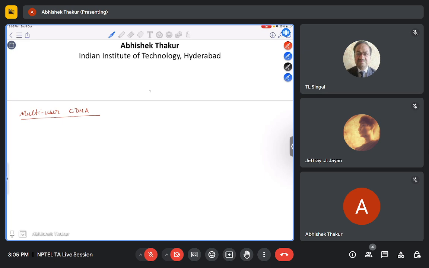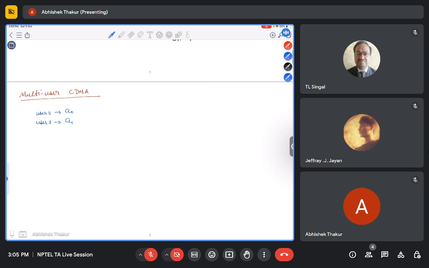Let's suppose A0 and A1 denote the symbols of user 0 and user 1. So for user 0, the symbol transmitted is A0, and for user 1, A1. And the transmit powers of the users are denoted by the expectation of the magnitude of A0 squared for user 0, let's suppose P0, and for user 1, it is P1.